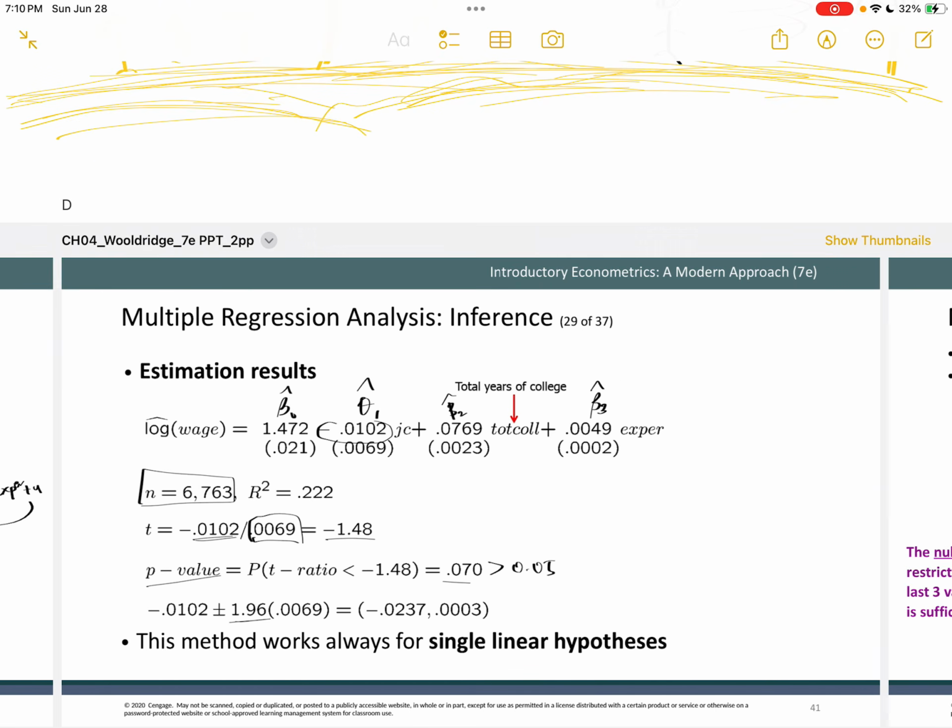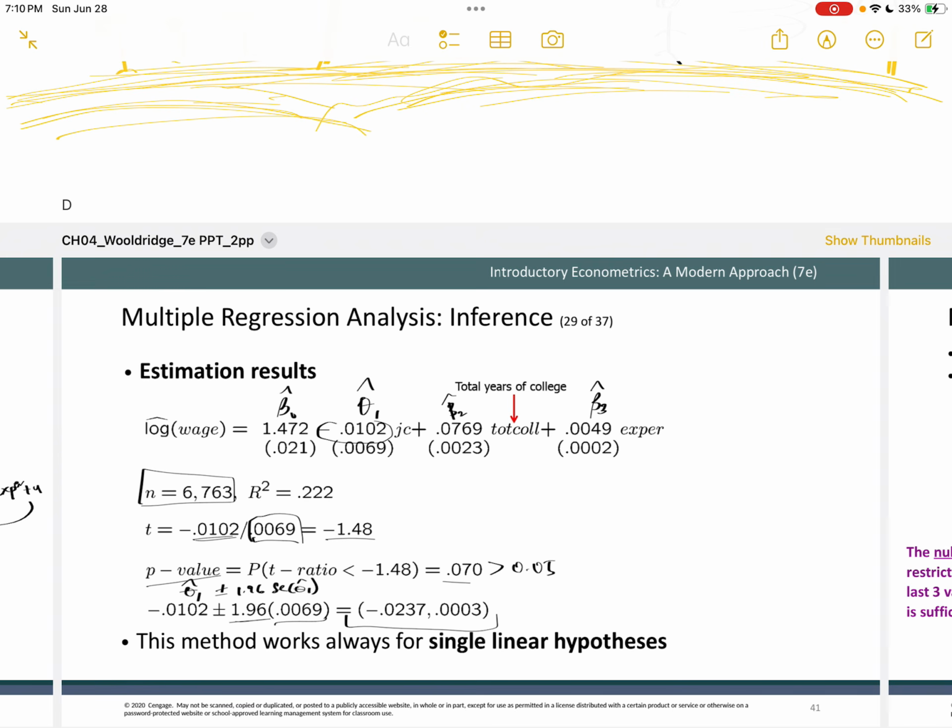That was just a small detour to remind you of the other things that we had studied in part 1. Okay. So theta 1 hat plus or minus the critical value, 1.96 times the standard error of theta 1 hat. That's what we just did.